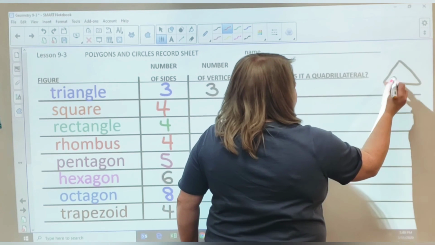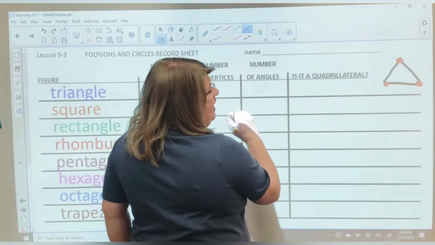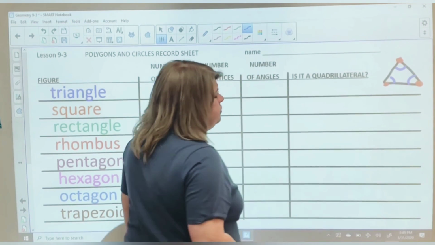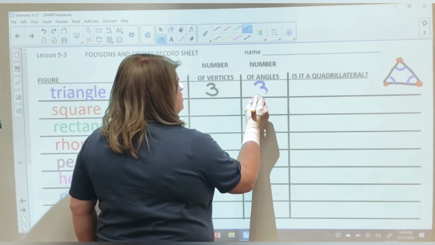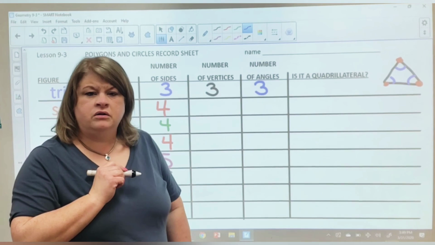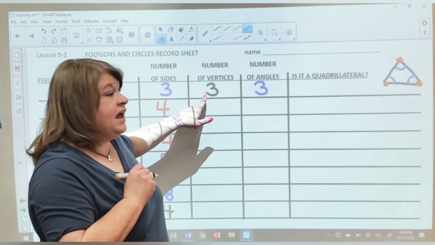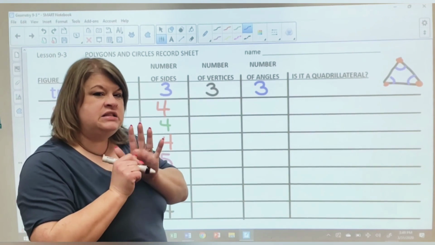Okay, so we've got a vertex, here's a vertex, here's a vertex. So how many angles would that be? Well, there's 1, 2, 3. Oh, the number of vertices is the same as the number of angles here. Angles and vertices are different. The vertices are the points, the corners. The angles are the insides.